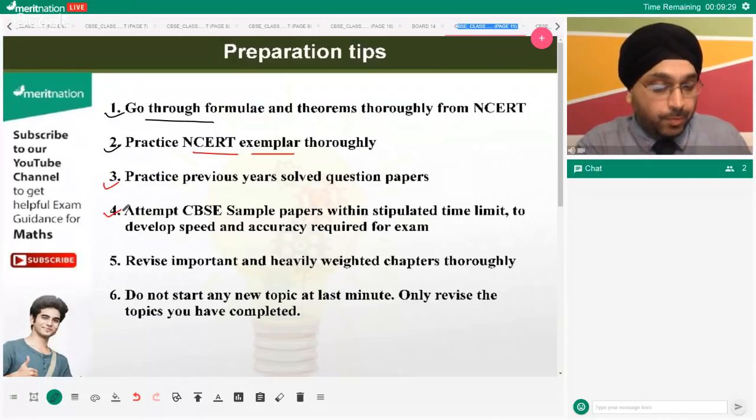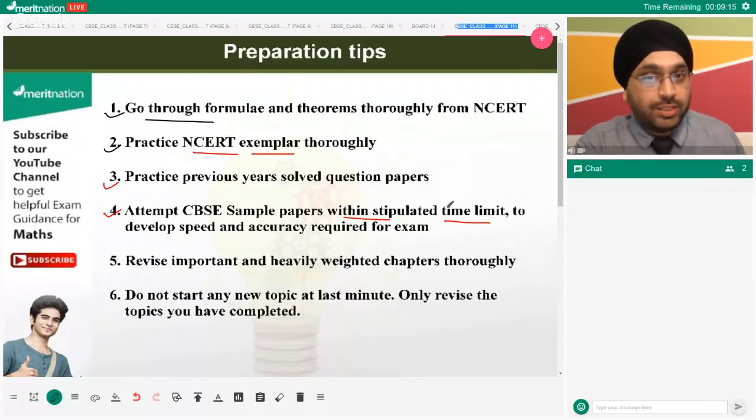So then, guys, the fourth point is you just need to attempt the CBSE sample papers within a stipulated time limit so that you can develop speed and accuracy required for the time. Guys, try to think. When you are solving the question at your home, you can do it very clearly, very easily. Why? Because you are not under any kind of pressure. But when you go into the exam, you always have a time pressure, so you always have a tendency to make silly mistakes. So you just need to develop that kind of pressure before going to the examination. That's the motto behind it.